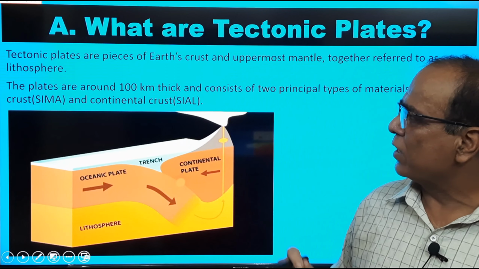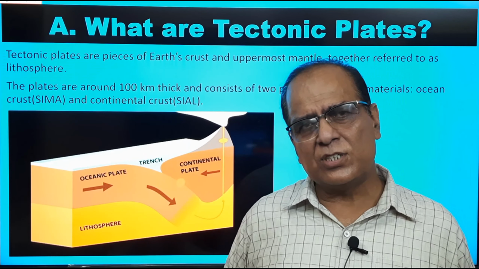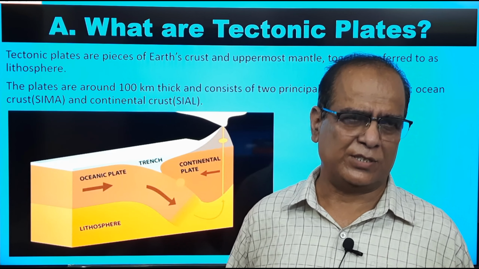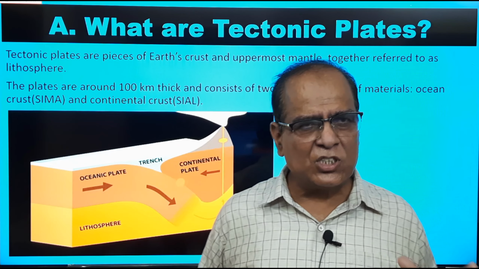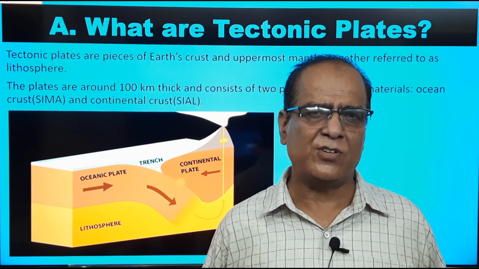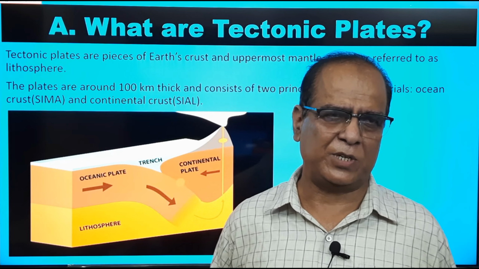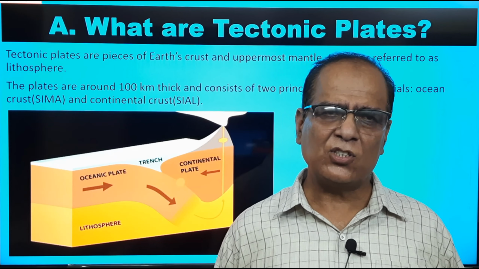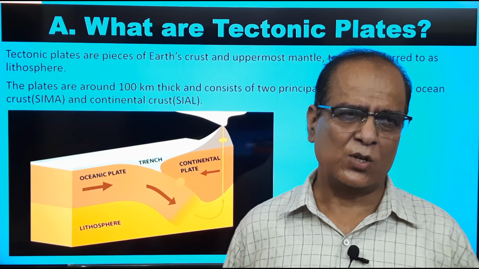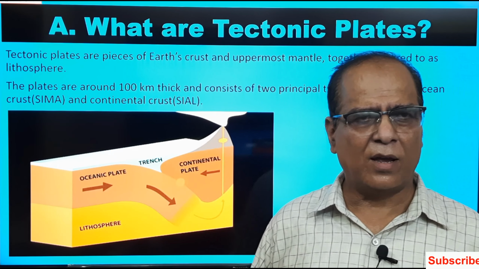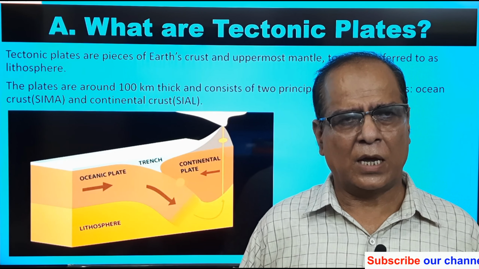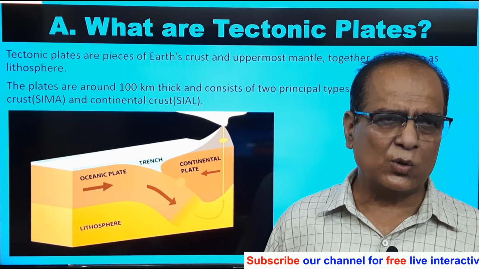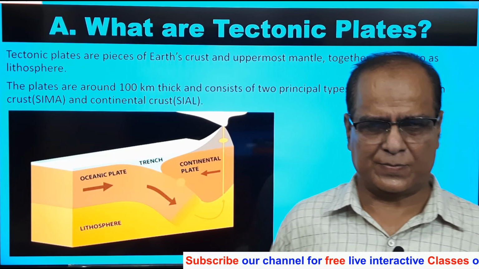Now the next thing you can see here, since it is related to the movement of tectonic plates, we'll have to understand what it is. Tectonic plates are pieces of Earth's crust and uppermost mantle, together referred to as lithosphere, and it has almost 100 km of thickness and consists of two principal types of materials: ocean crust, that is silicon and magnesium, and continental crust, that is silicon and aluminium. So that way it has its thickness.